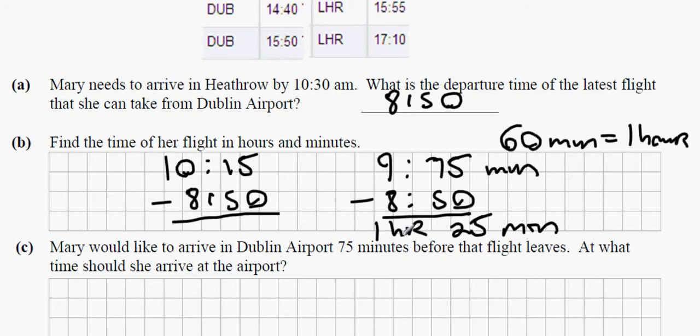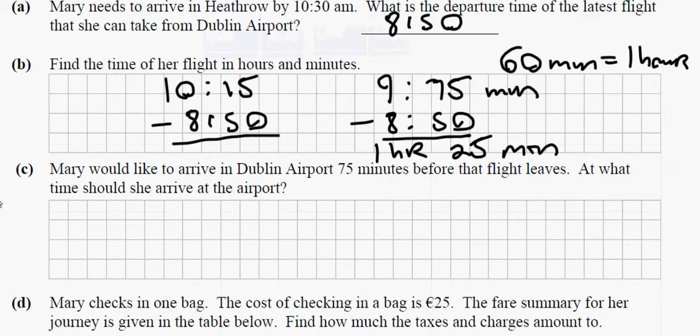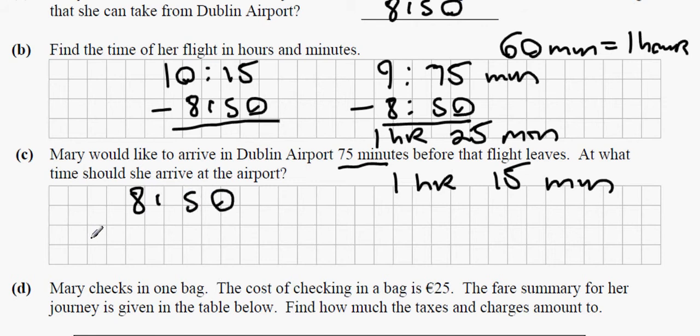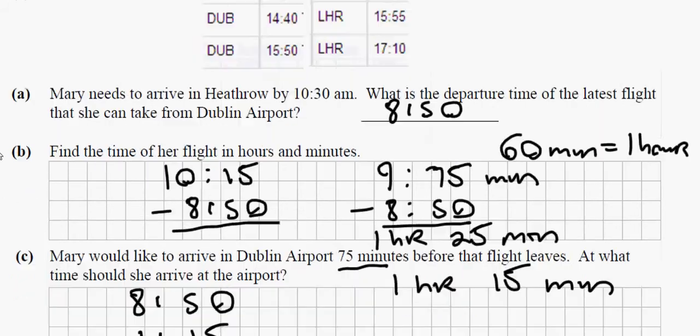Mary would like to arrive in Dublin Airport 45 minutes before that flight leaves. At what time should she arrive at the airport? Okay, 75 minutes is 1 hour 15 minutes. Her flight leaves at 8:50. So you take away 1 hour 15 minutes from this, and what you get is 50 minus 15 is 35, 8 minus 1 is 7. So she should arrive at 7:35 in the morning. Okay. Next part.